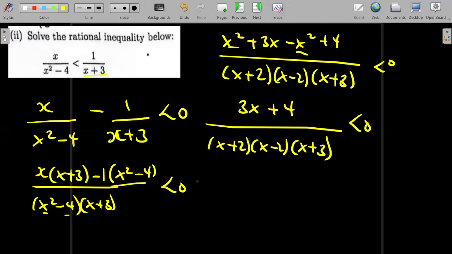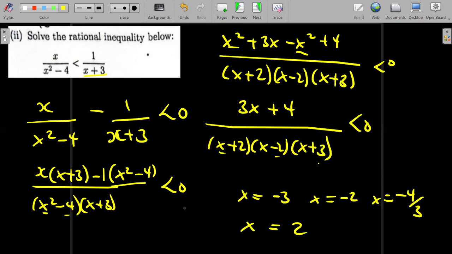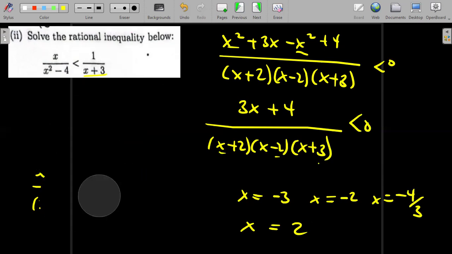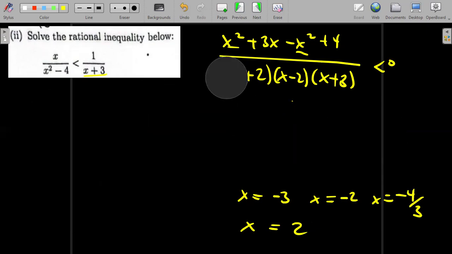Here, you then get your critical points by equating each of these linear factors to 0, including the one in the numerator. So when I equate those to 0, I have x equal to negative 3, x equal to negative 2, x equal to negative 4 over 3, and then x equal to 2. So these will be my critical points, my critical values.